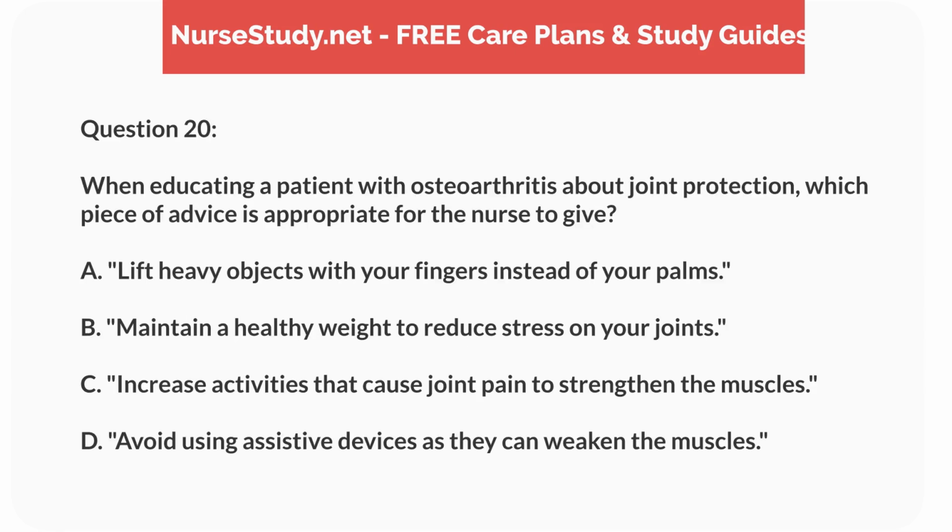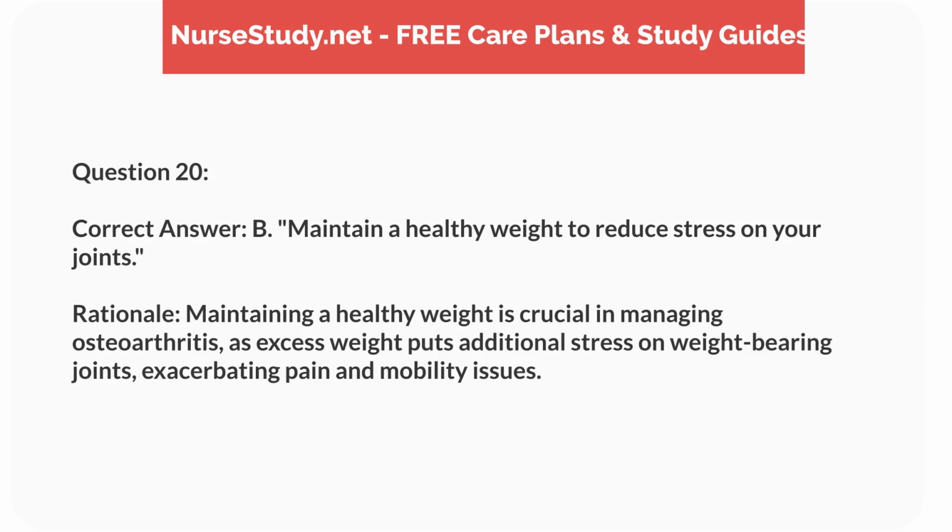Question 20. When educating a patient with osteoarthritis about joint protection, which piece of advice is appropriate for the nurse to give? A. Lift heavy objects with your fingers instead of your palms. B. Maintain a healthy weight to reduce stress on your joints. C. Increase activities that cause joint pain to strengthen the muscles. D. Avoid using assistive devices as they can weaken the muscles. Correct answer: B. Maintain a healthy weight to reduce stress on your joints.